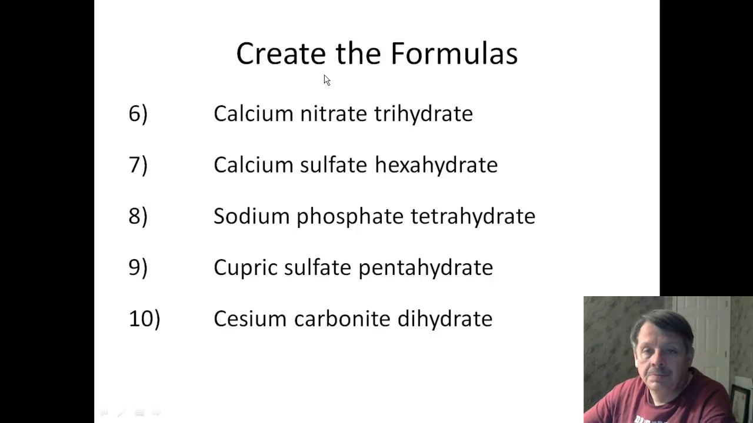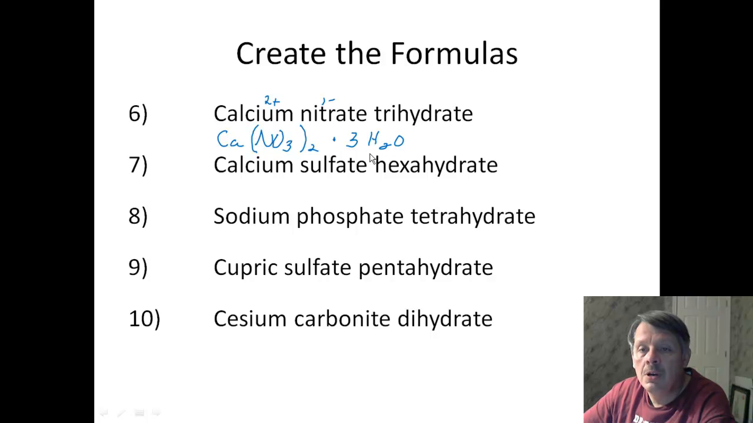All right, so let's do our next one. We've got 5 more. Calcium. Calcium is Ca. Nitrate is NO3, but calcium has a 2+ charge, and nitrate has a 1- charge. So I have to have 2 nitrates to offset the calcium's charge. And I have 3 hydrates, so that's 3 waters. Calcium sulfate is CaSO4. Calcium has 2+, sulfate has 2-. They cancel each other out. And hexa is 6. Hexahydrate is 6 H2Os.